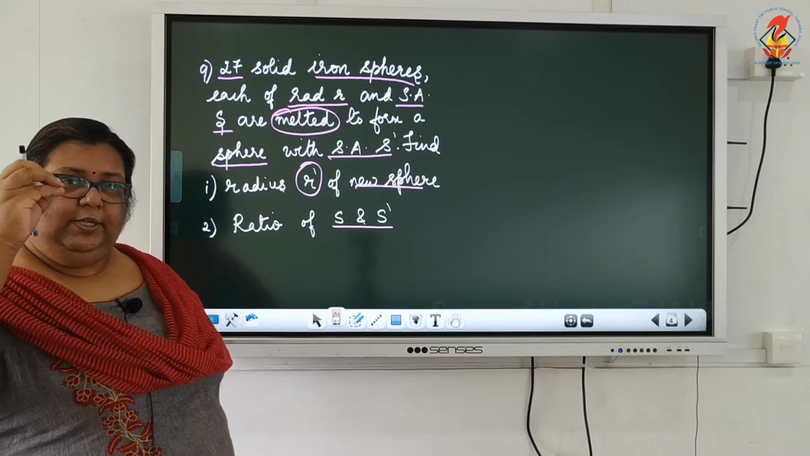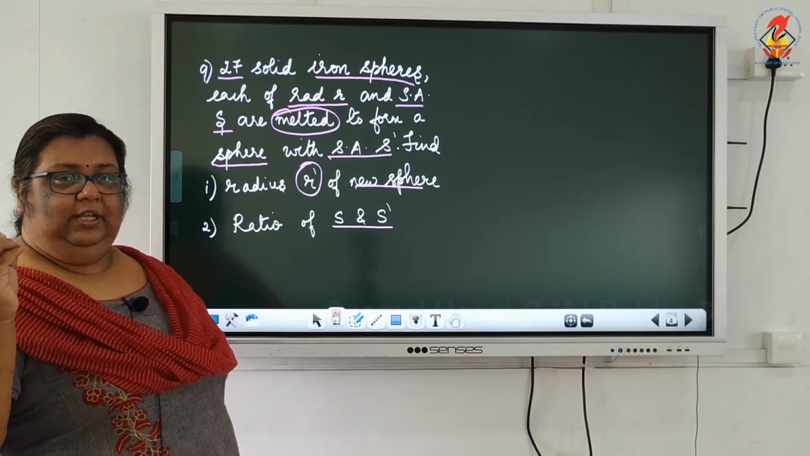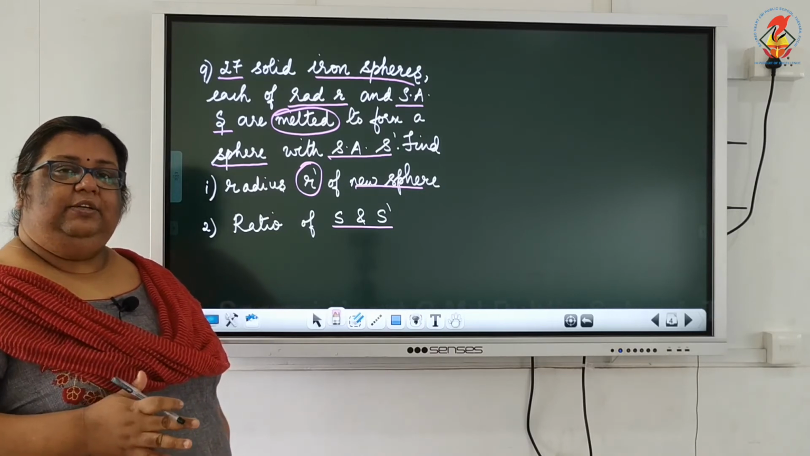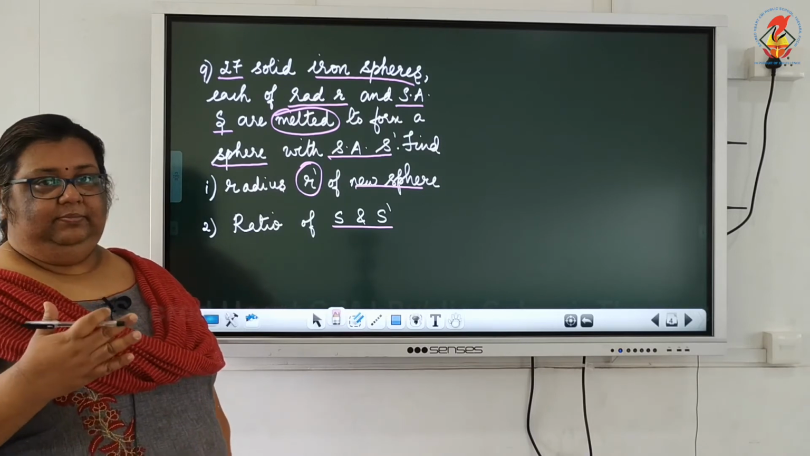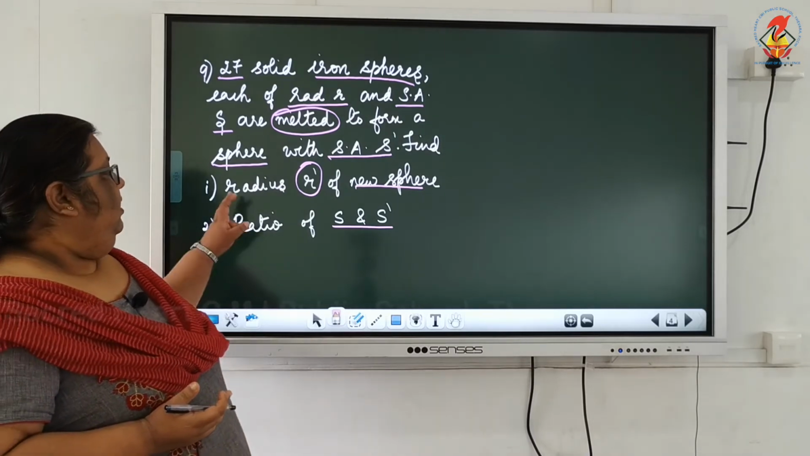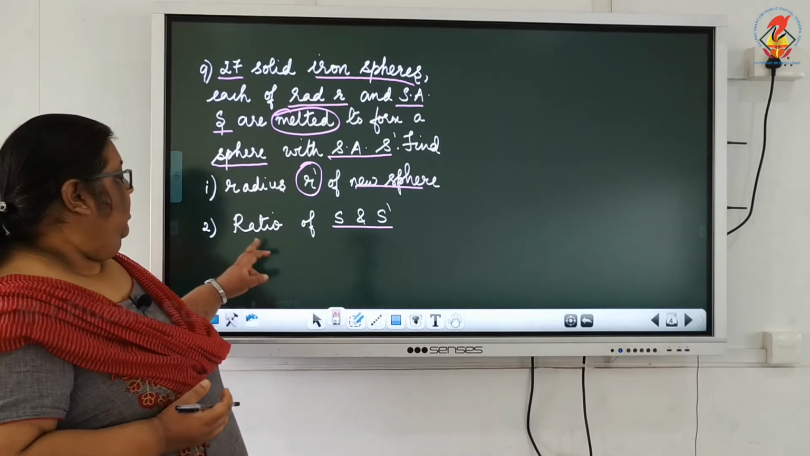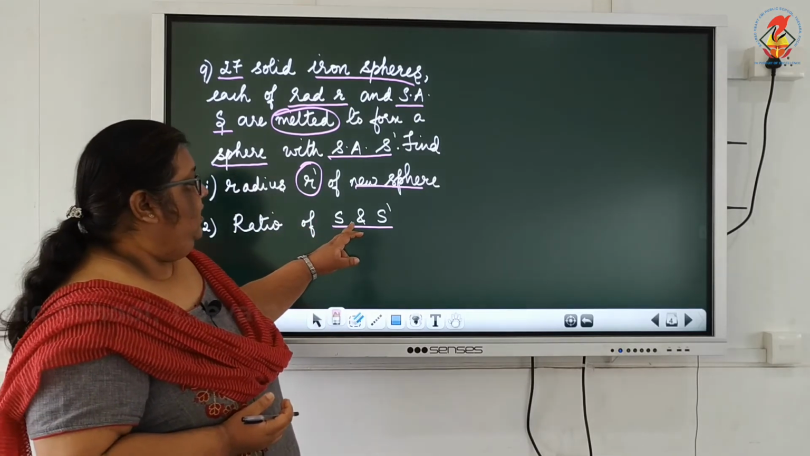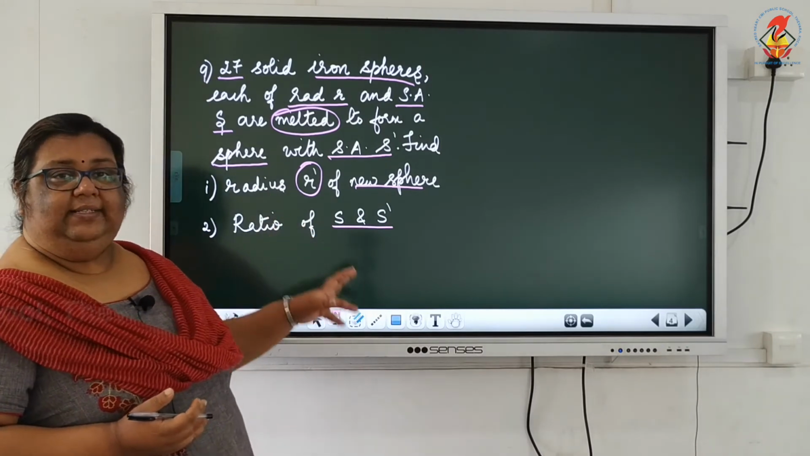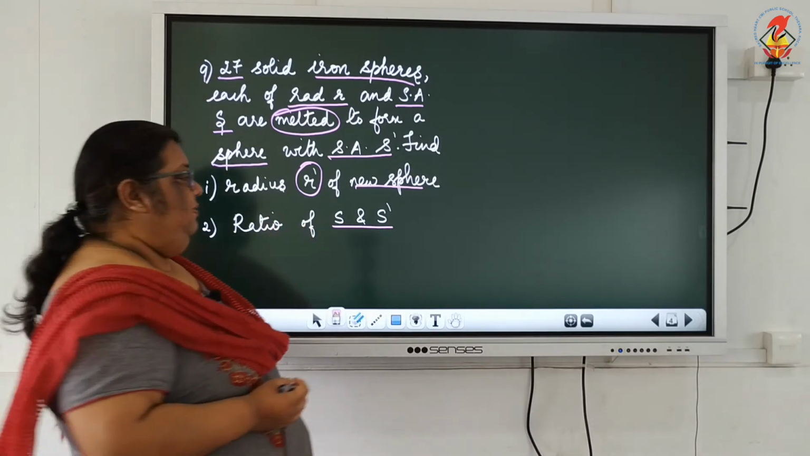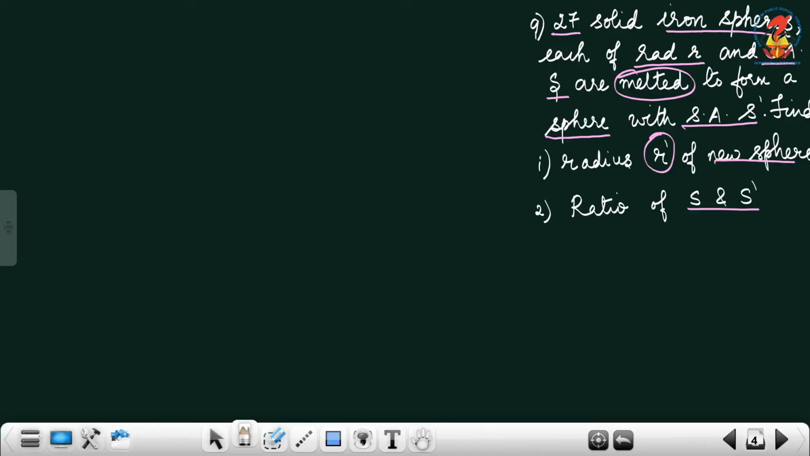27 small spheres. It was melted and it formed a big sphere. You need to find the radius of the big sphere and you need to find the ratio of the surface areas of S and S dash. So shall we start doing the problem? So I am going to write here small sphere.